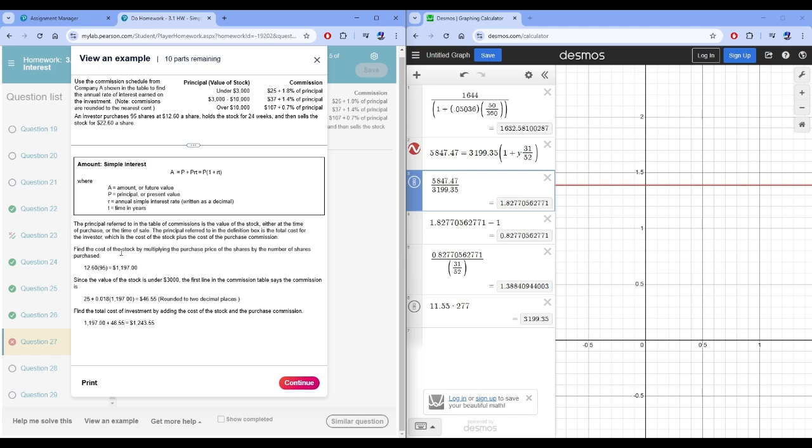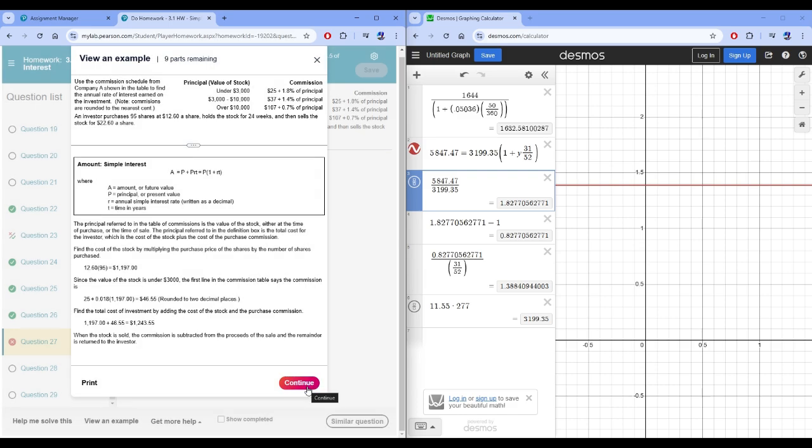So find this cost of the stock by multiplying the purchasing price of the shares by the number of shares purchased. I got that, and I got that. Since the value of the stock is under 3,000, the first line of the commission stays. So that means it is 25 plus 1.8% of that, which gives me 46. Find the total cost of investing by adding the cost to the stock. So then you add that plus that and you get that.